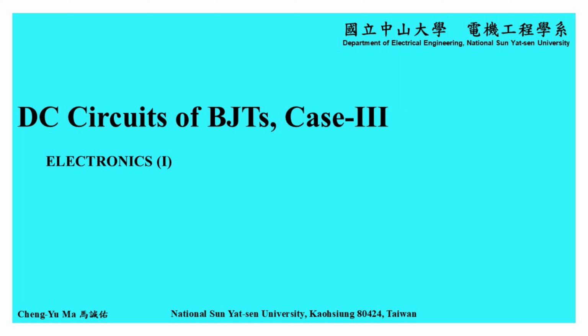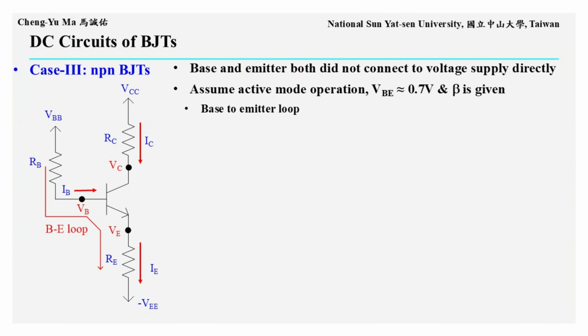Hello everyone. In this section, we will discuss the DC circuit analysis of bipolar junction transistors, or BJTs. This is the introduction to Case 3. In the previous section, we finished Case 2 of BJT DC circuit analysis. Now we move on to Case 3 for an NPN BJT.